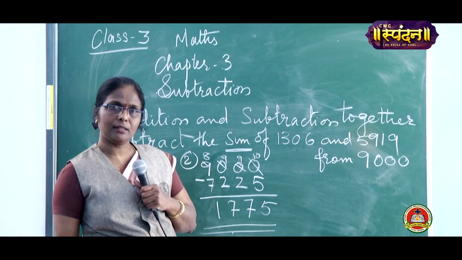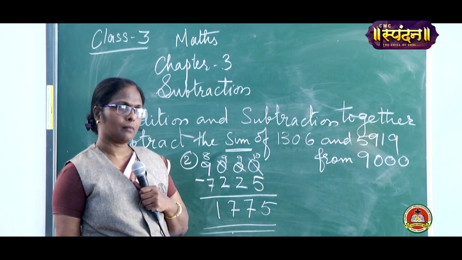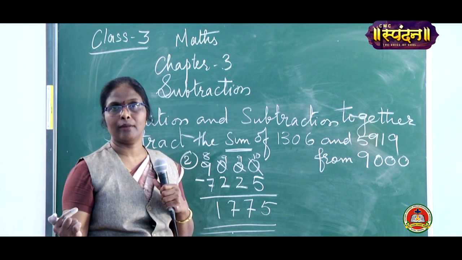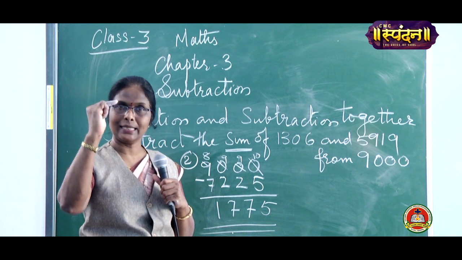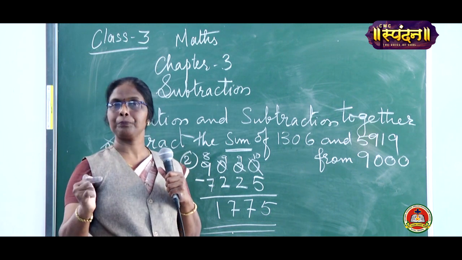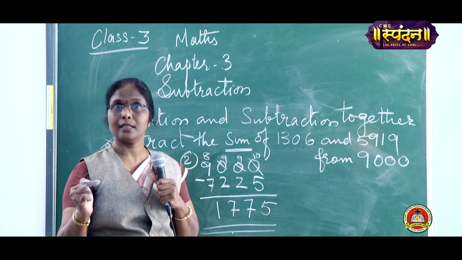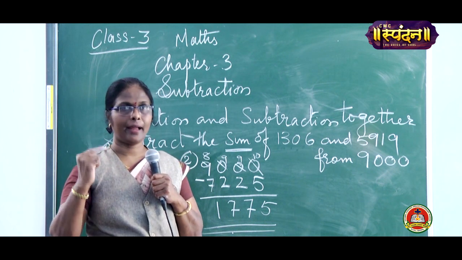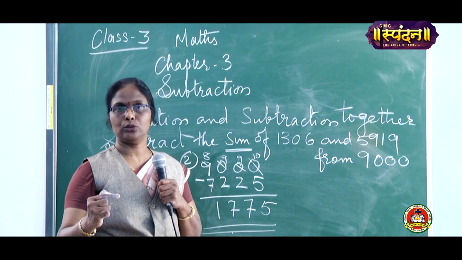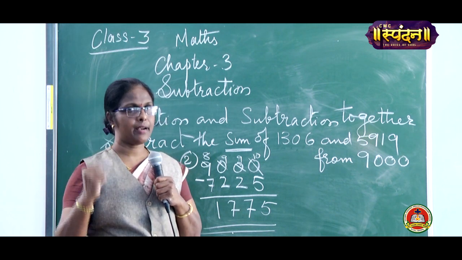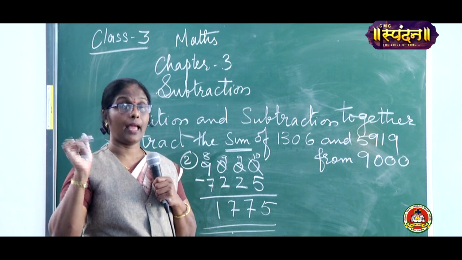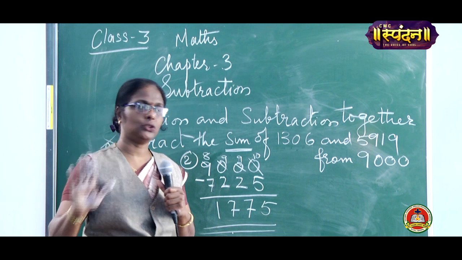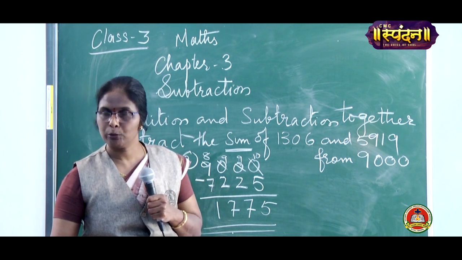So in this video, we have seen how to check the answers after subtraction. We have to add the smaller number and the answer that you have got. That means you have to add the subtrahend and the difference. The answer that you got is called the difference. If you add the subtrahend and the difference and you get the minuend, that means the bigger number, then your subtraction is correct. You have to practice this.